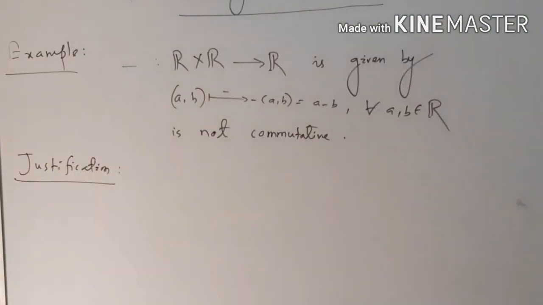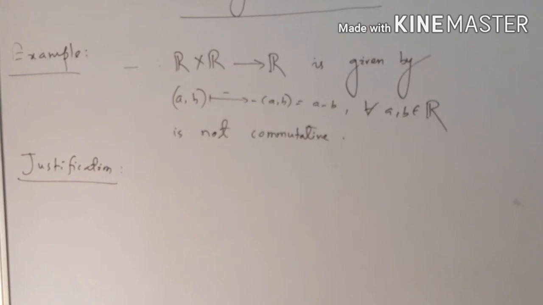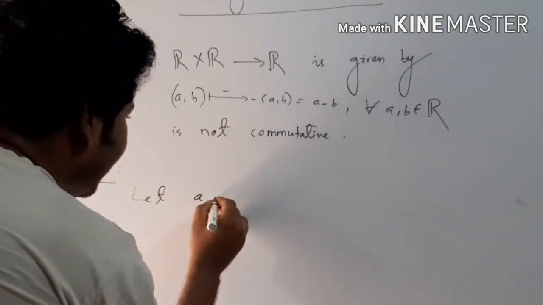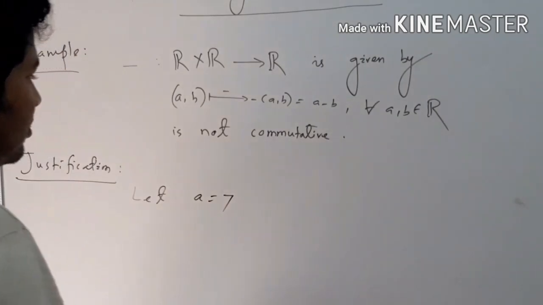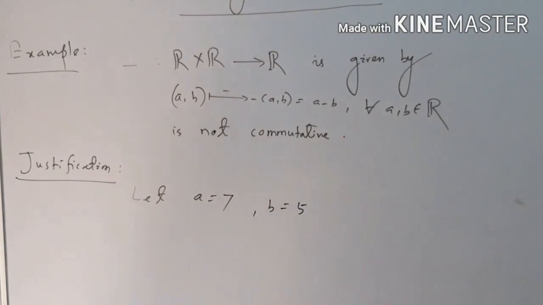We have already seen that the subtraction operation on the set of real numbers is a binary operation. So here we will prove that this binary operation on R is not commutative. For that I have to find a counter example. So let A equal to 7 and B equal to 5.